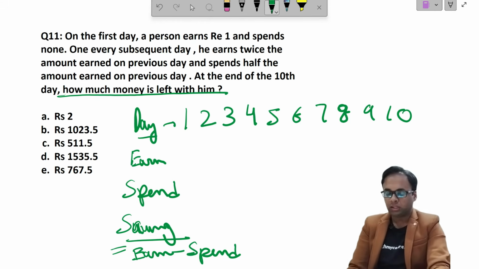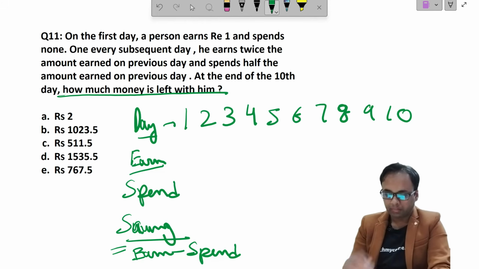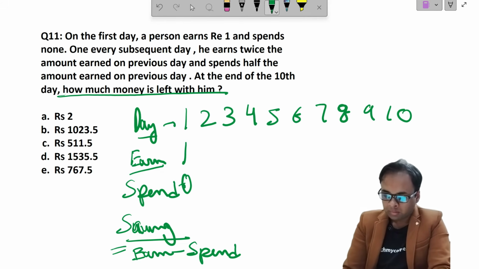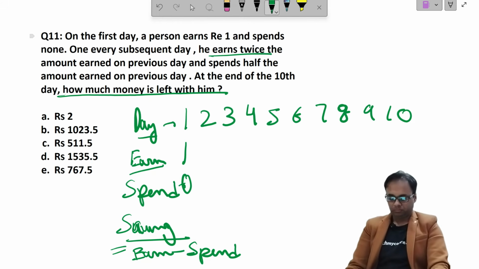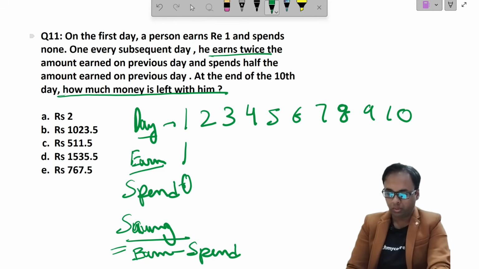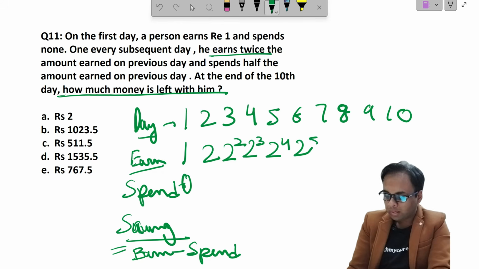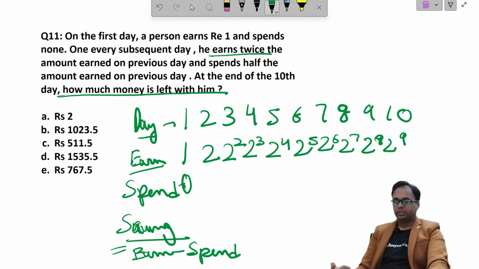So let me see whatever he is earning day wise. On the first day, a person earns rupee 1. So on day 1 he earns 1 and spends none, 0. On every subsequent day, he earns twice the amount earned on previous day. So on day 2, how much will he earn? He earns twice the amount earned on previous day. So he earned 1 rupee on day one, so on day 2, he will earn 2 rupees. On day 3, he will earn 4 rupees. So we can express it like this: 2 square, then 2 cube, 2 raised to the power 4, and so on. So this is how we can write this.